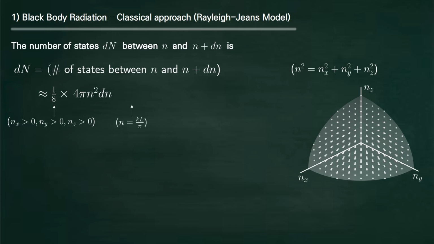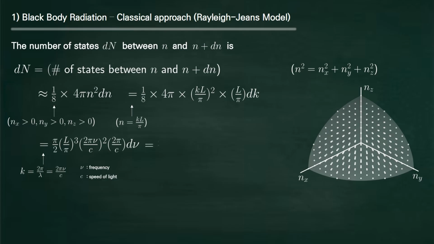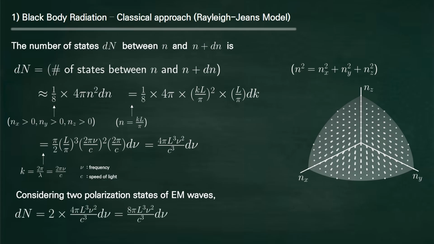By substituting n with the wave number k, we can rewrite this expression. For electromagnetic waves, the wave number k relates to frequency, nu, by k equals 2 pi nu over c, where c is the speed of light. This leads us to dn approximately equals 4 pi L cubed nu squared over c cubed d nu. Considering the two polarization states of electromagnetic waves, we multiply by 2, resulting in dn equals 8 pi L cubed nu squared over c cubed d nu.